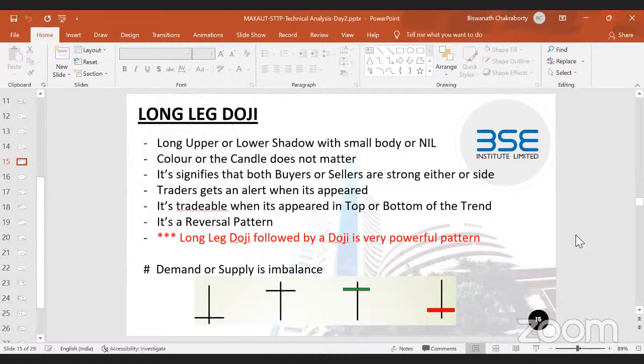Long leg Doji, if we see the pictures carefully, sir, this is nothing but our accumulation and distribution, correct? Yes. C and D. Very correct, sir. C and D are the areas where the market is knocking for either buying or selling, because now the trend is going to reverse. Correct. Should I change, sir? Yes.